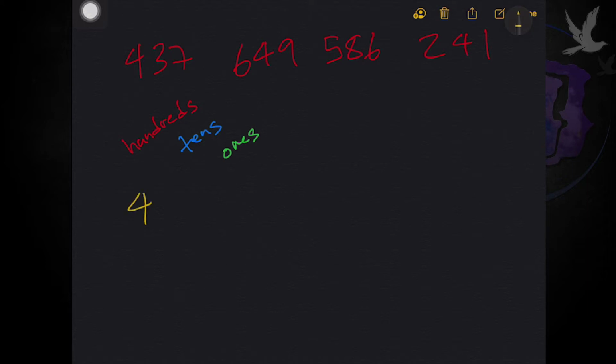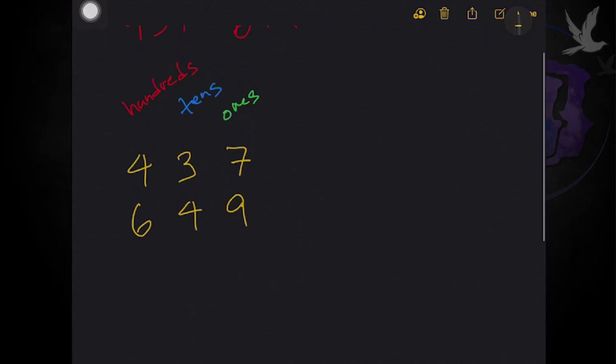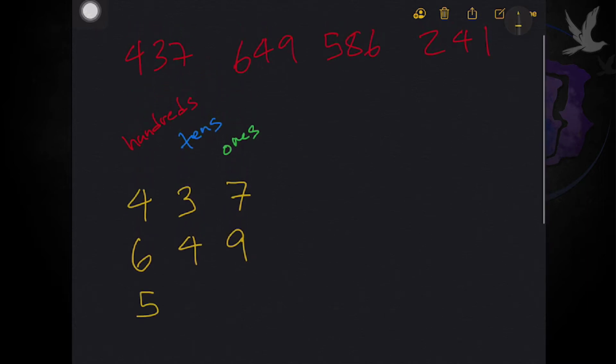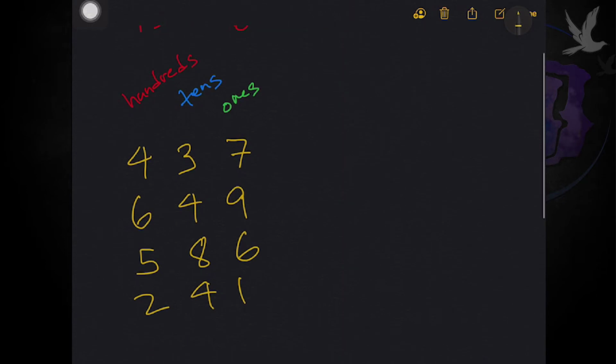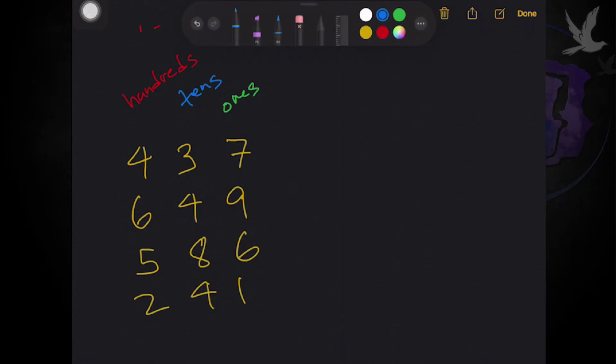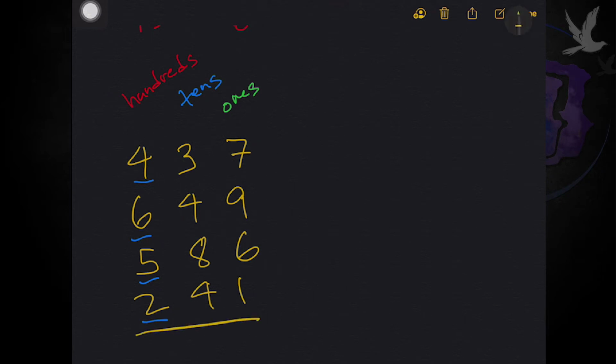So let's try to write the numbers according to their place value. We have 437. We have 649. We have 586 and 241. Our task here is again to begin with the smallest. So among these numbers, the first digits of the given numbers are 4, 6, 5, and 2. Which is the smallest value among the four? Obviously, it's 241. So our first number is 241.